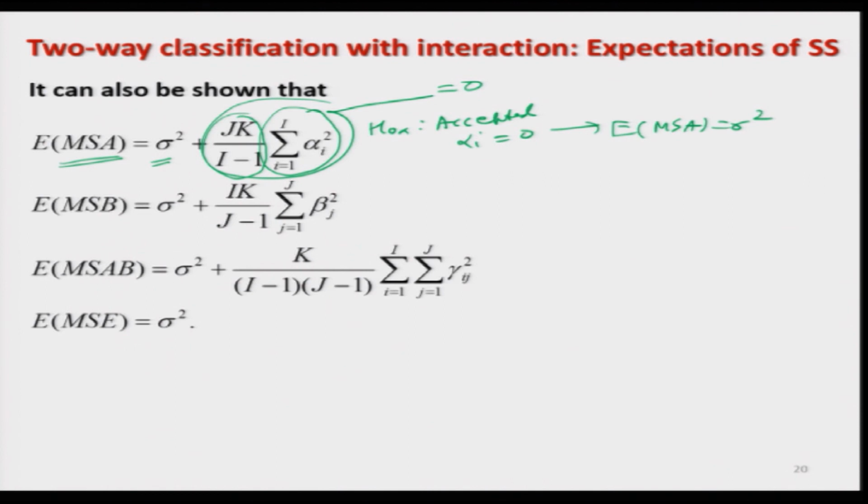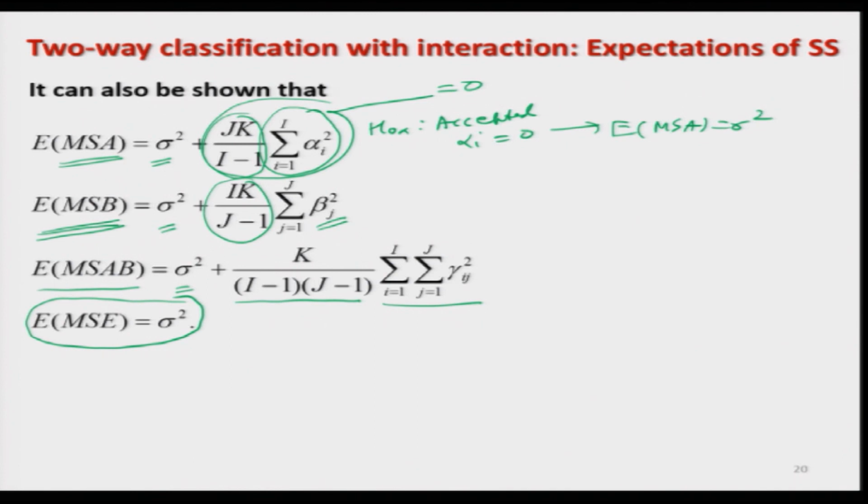This is the same interpretation which you have observed in the case when you are considering the null hypothesis. Similarly, the expected value of mean square due to B, MSB, is sigma square plus ik upon j minus 1 summation beta j square, and the expected value of mean square due to AB is sigma square plus k upon I minus 1 into j minus 1 double summation gamma square ij. And most important, the expected value of MSE, that is mean square error, is coming out to be sigma square. That means an unbiased estimator of sigma square can be obtained by MSE.